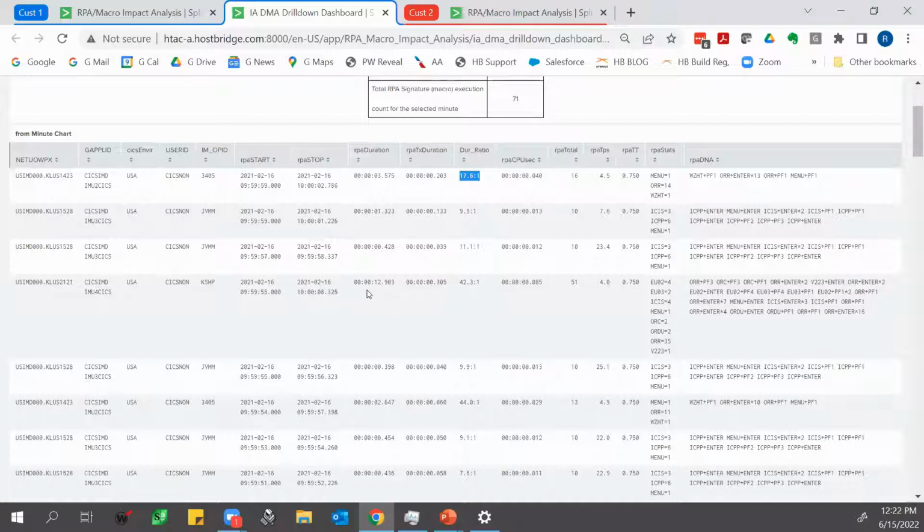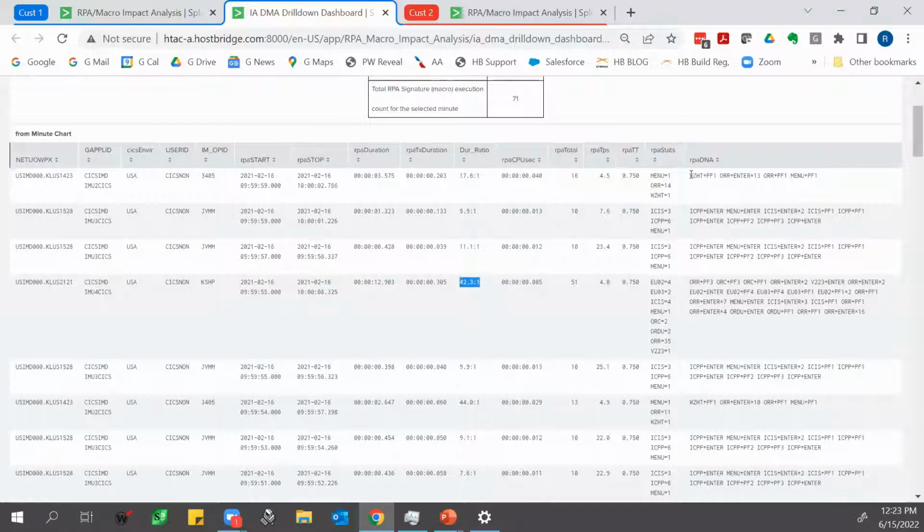Now, where does this come from? Where does all this time go? Well, 8 times out of 10, it goes to the network latency between the endpoint and the mainframe. And so it's important to keep track of that. So for example, here's one. The RPA took about 13 seconds. The underlying transactions took 300 milliseconds for a 42-to-1 duration ratio.